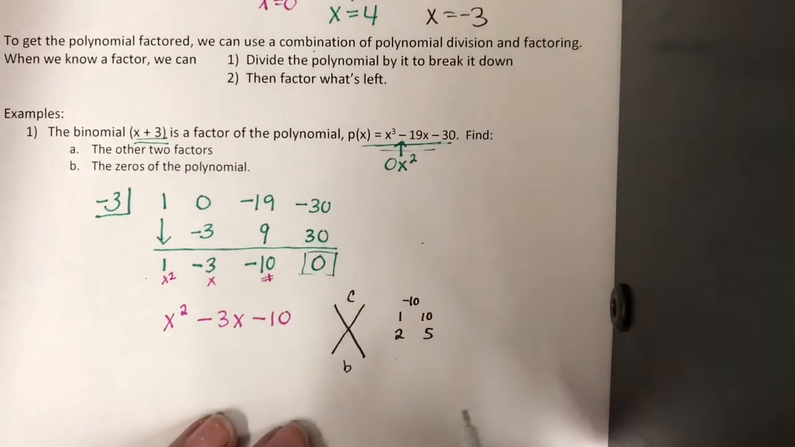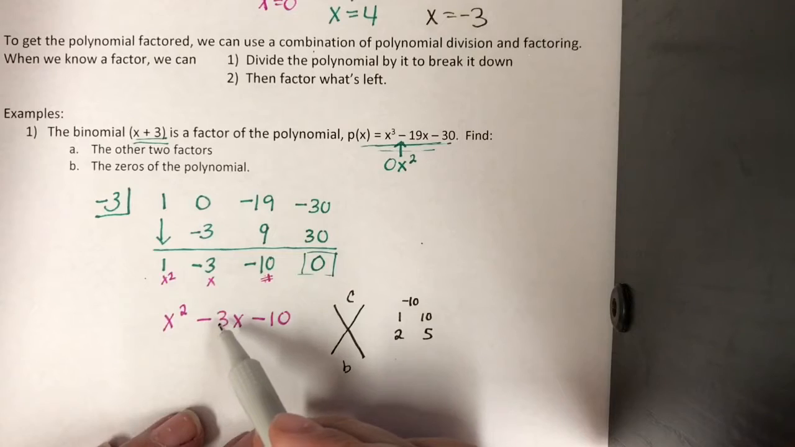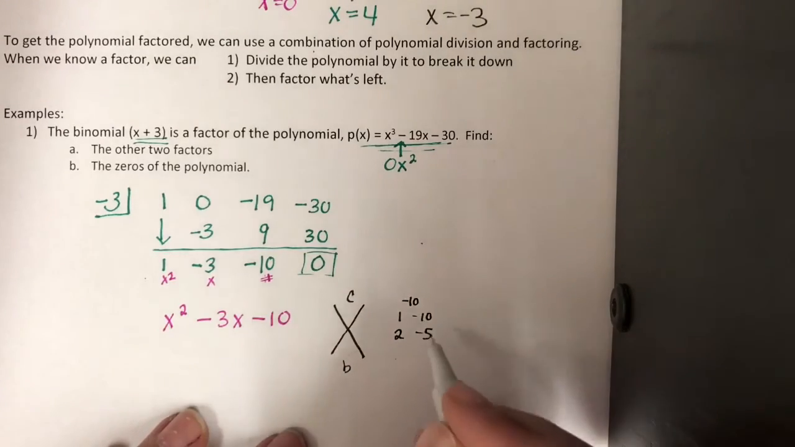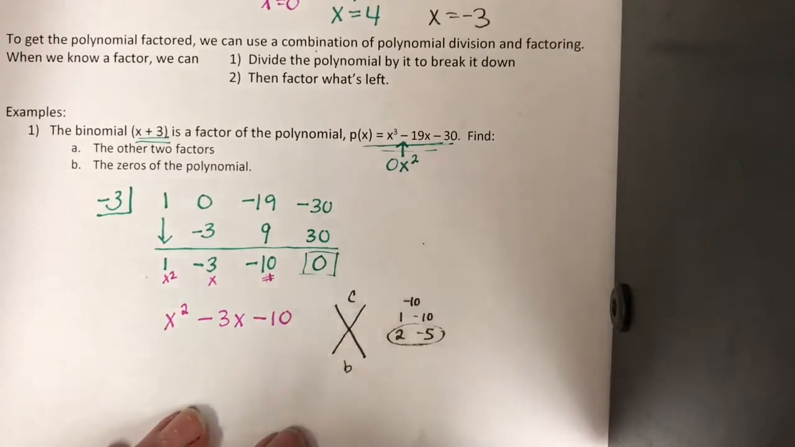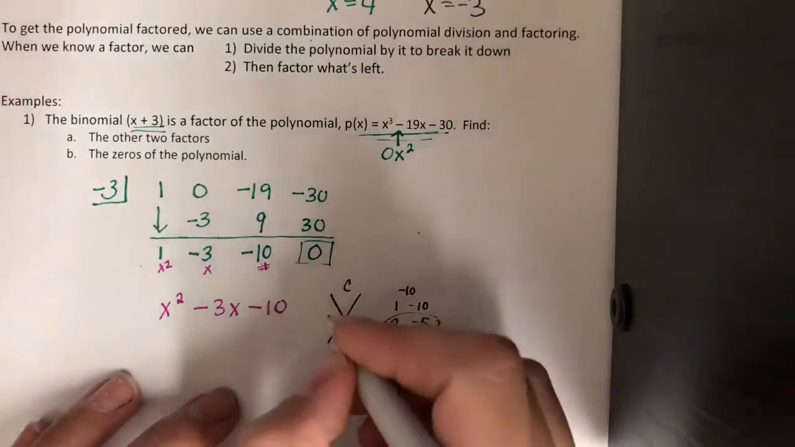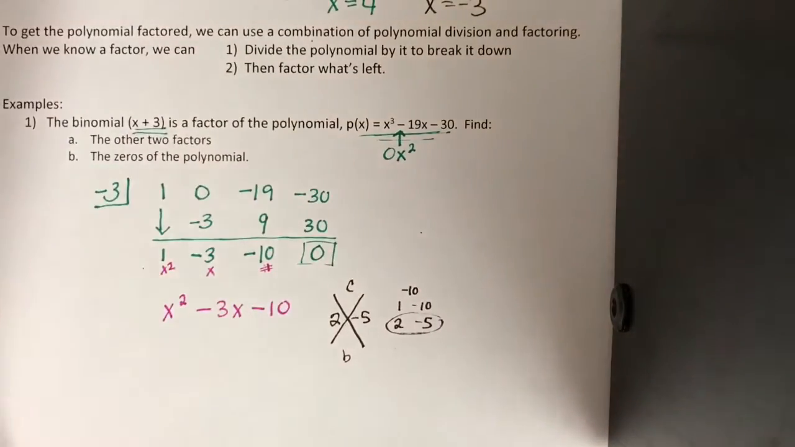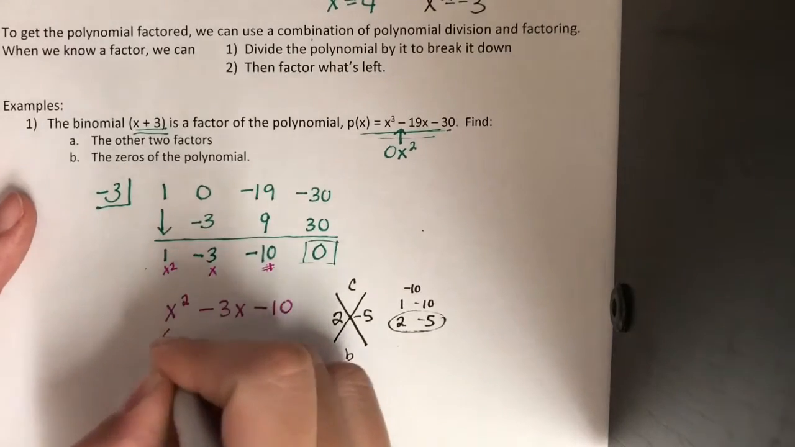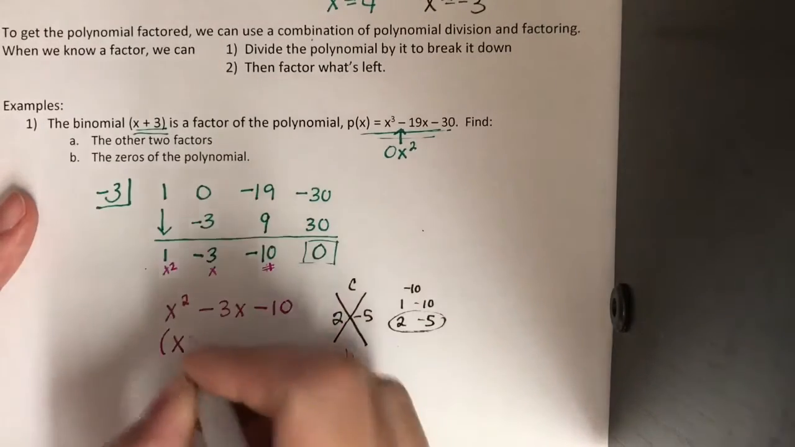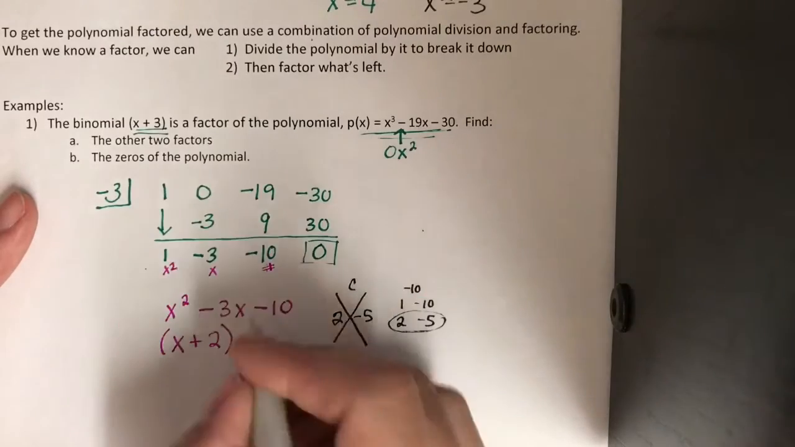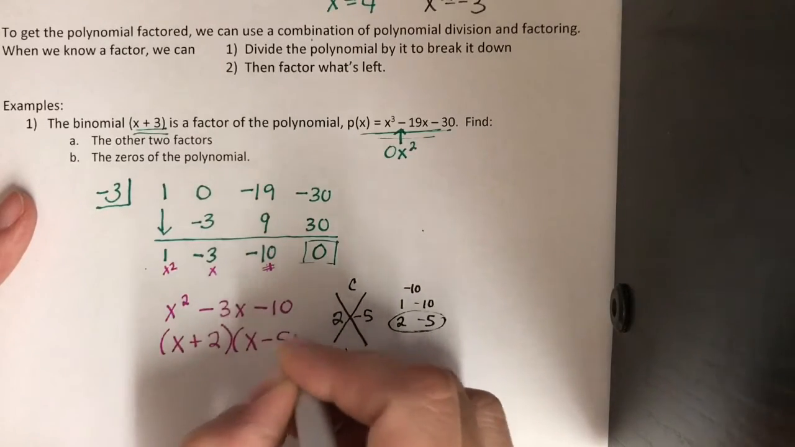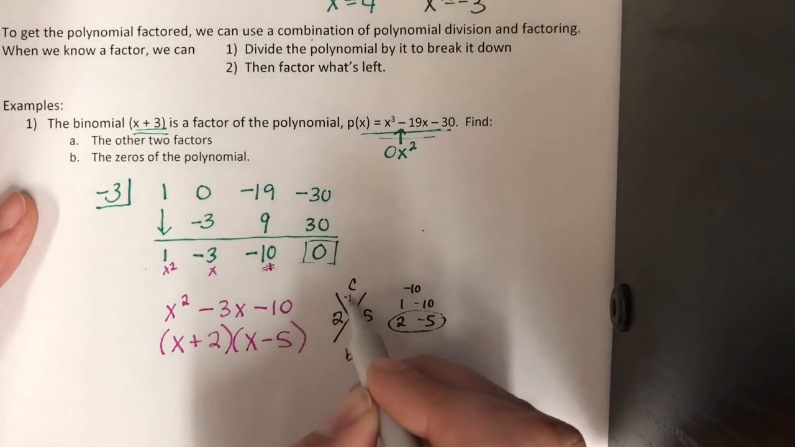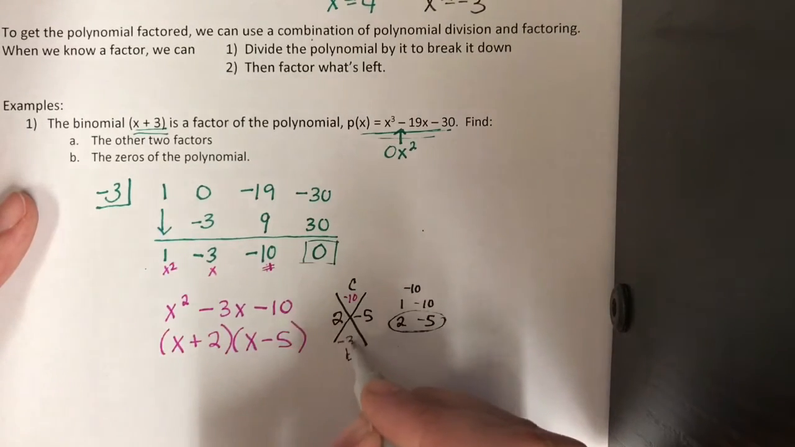It's negative, so one of them has to be negative. And I know they should add to be negative 3x, so probably the bigger one is going to be the negative. And 2 and negative 5 does add to be negative 3. So I know it's 2 and negative 5. So when I factor that now, I've got x plus 2 and x minus 5. So these two multiplied to be negative 10, and they added to be negative 3.